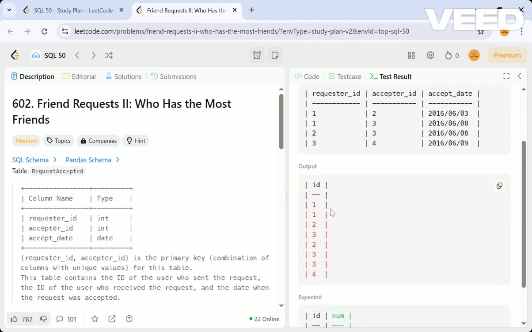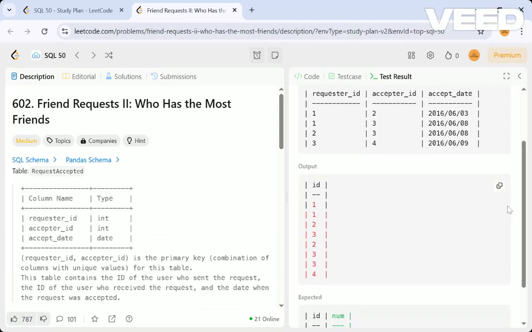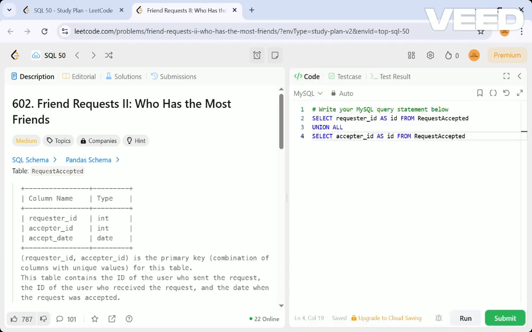Now, how many times the user appears as a requester and acceptor, both the things I have gotten as a union all. Okay. I haven't used union. If you use union, it will give only unique values. You need to get all the values. Let me have this with a CTE, common table expression. Let me store this result set into one CTE, which we use later on.